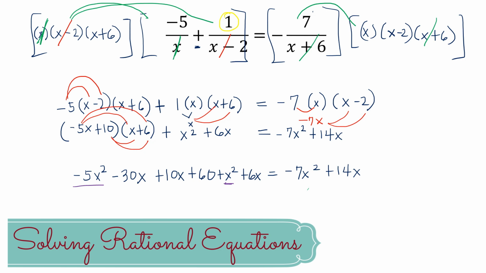So these two are like terms on the left side, combine them. Negative 5x squared plus x squared is negative 4x squared. Next, which else are like terms? We have negative 30x, positive 10x, and positive 6x. Combine them. Negative 30x plus 10x is negative 20x, plus 6x is negative 14x. Then we will simply copy 60 equals.